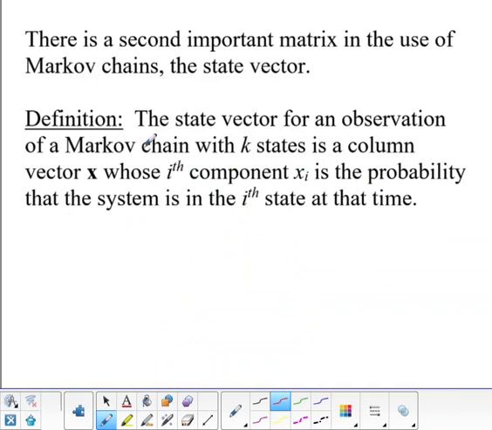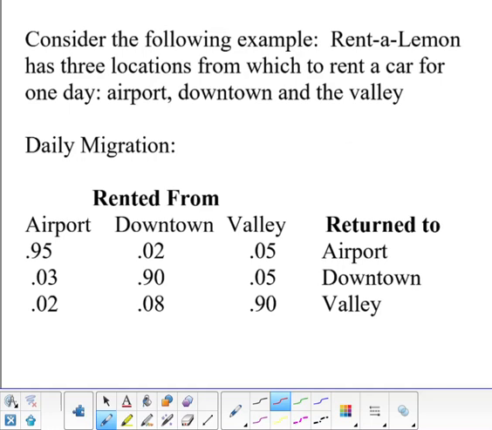So the state vector for an observation of a Markov chain with k states is a column vector whose ith component is the probability of the system being in the ith state at that time. Now, what does that mean? Let's look at an example, and that'll probably be the best way to observe this. So we have an example, and this is already in a tabular format, and we need to make sure we know how to read our matrices. That's just as important as making them up.